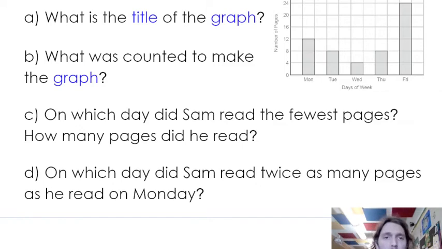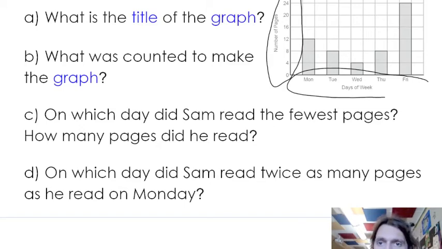What was counted to make the graph? So what was counted? Remember, we have our numbers over here, and this says the number of pages. And down here are our weekdays. So it looks to me what was counted was the number of pages that Sam read on each day during the week, right? So not on Saturday or Sunday, but just on Monday to Friday. So those look like what's counted.